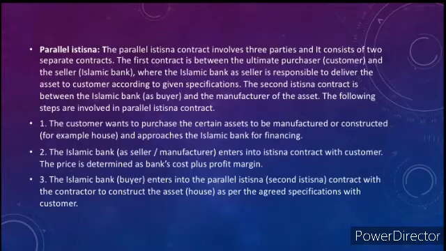The following steps are involved in a parallel istisna contract. The first one: the customer wants to purchase a certain asset to be manufactured or constructed, for example a house, and approaches the Islamic bank for financing. Second, the Islamic bank, as a seller or a manufacturer, enters into an istisna contract with the customer. The price is determined as bank cost plus profit margin. Third, the Islamic bank enters into the parallel istisna, which means the second istisna contract, with the contractor to construct the asset as per the agreed specification with the customer.